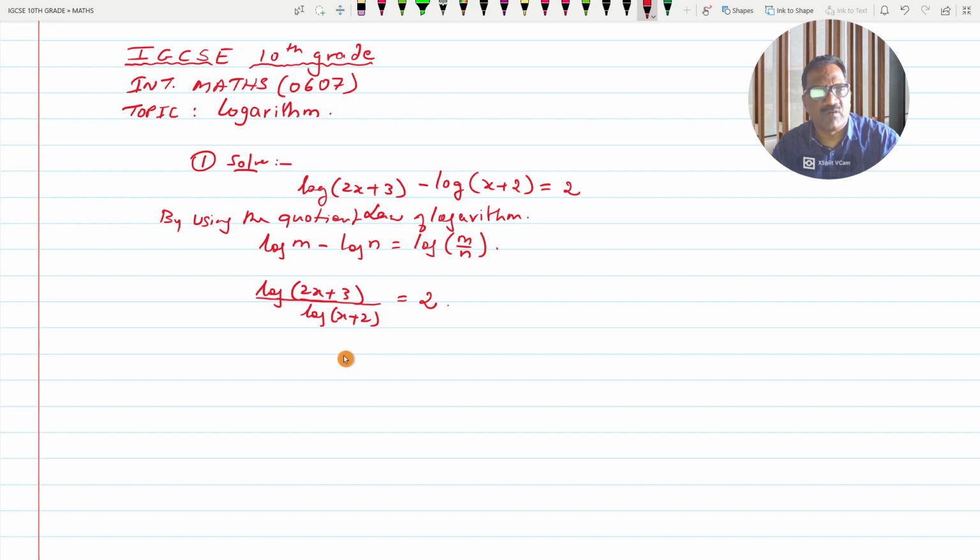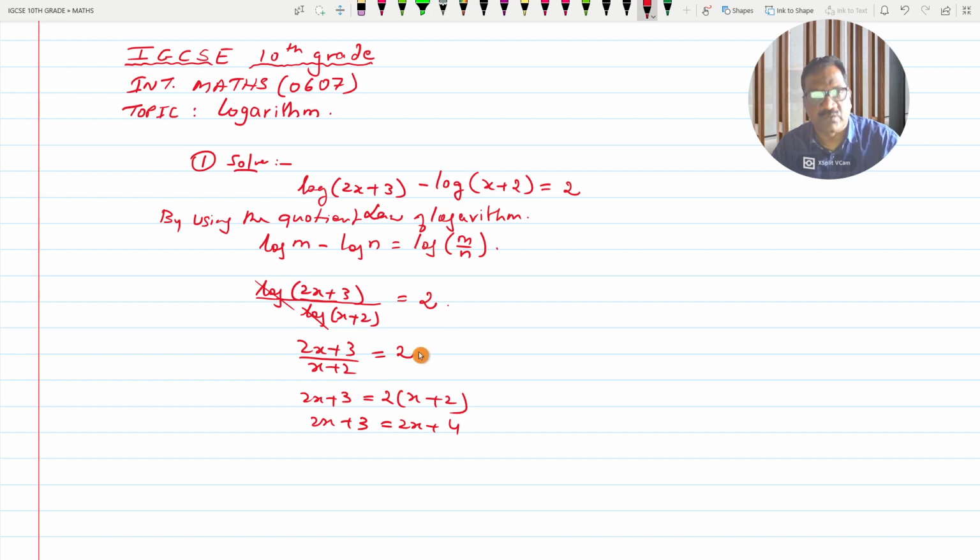Now what happens is this log and log you can cut, and you can just write 2x plus 3 upon x plus 2 equal to 2. And now if you cross multiply it, 2x plus 3 equal to 2 times x plus 2, and this if you work out, you will get 2x plus 4. 2x plus 3 upon x plus 2 is equal to 2.